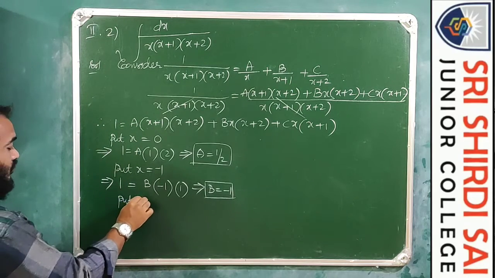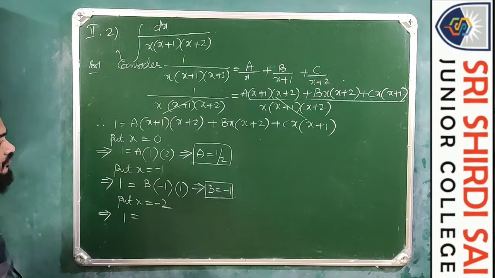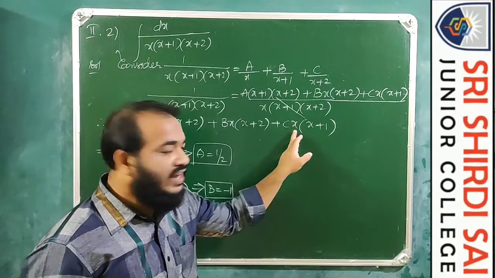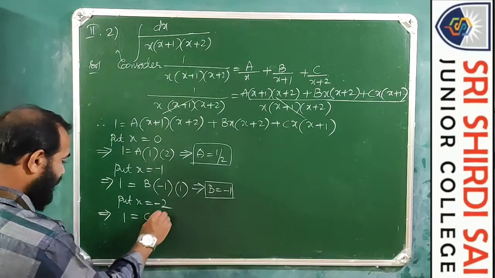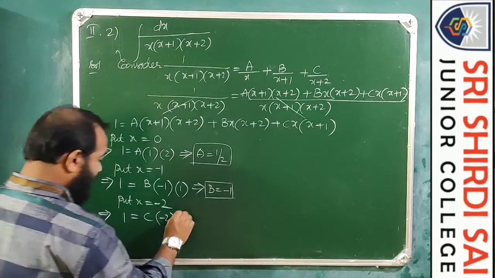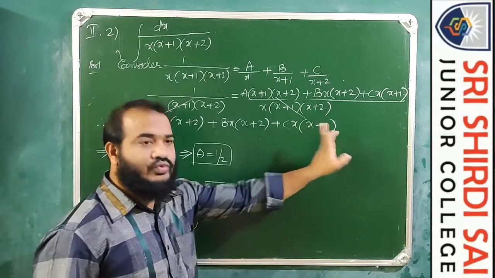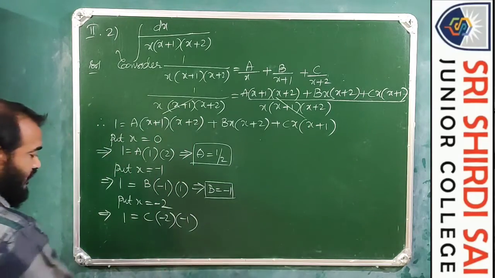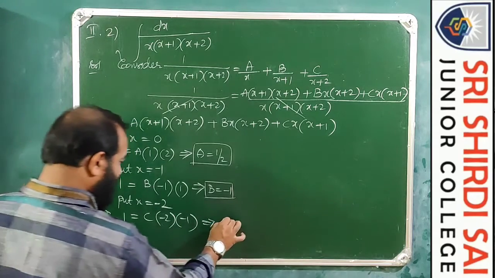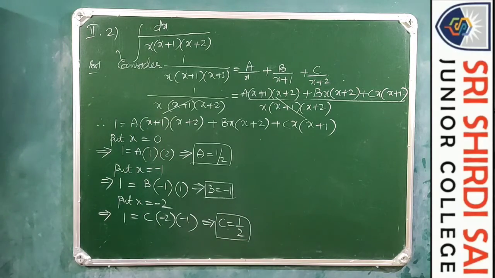Put x equals minus 2. So 1 equals, minus 2 plus 2 is 0, minus 2 plus 2 is 0. We are only left with the last term, C into, the value of x is minus 2, minus 2 plus 1 is minus 1. So this is minus into minus, plus 2C equals 1, C equals half. So these are the values of A, B and C we are getting.